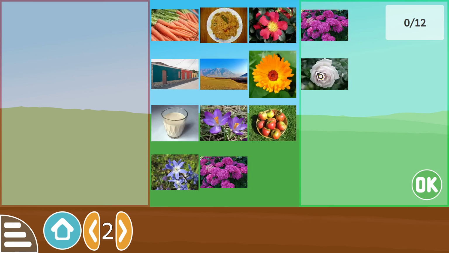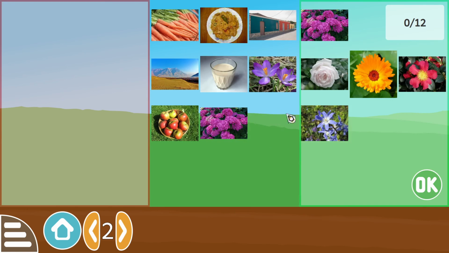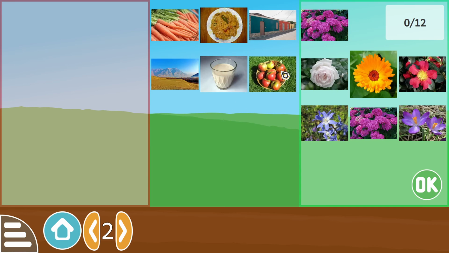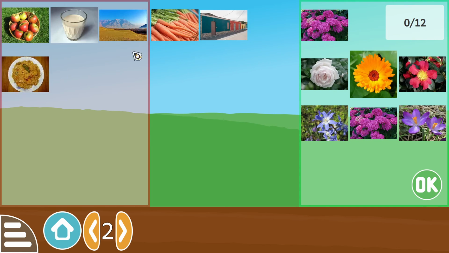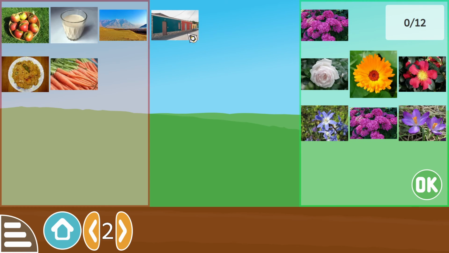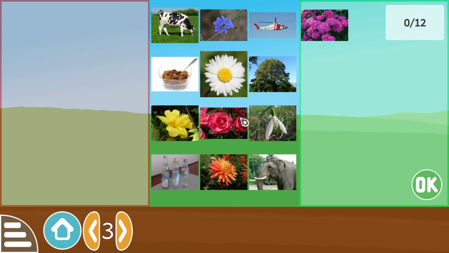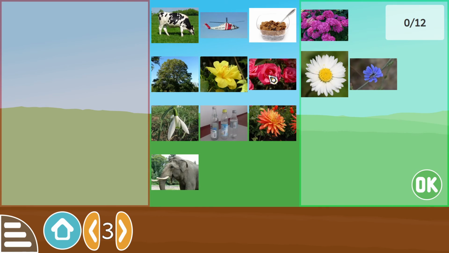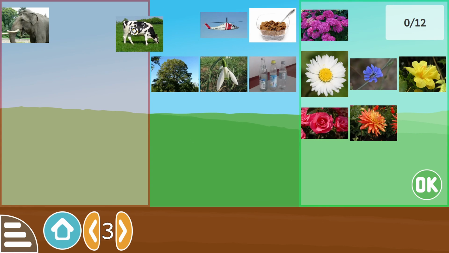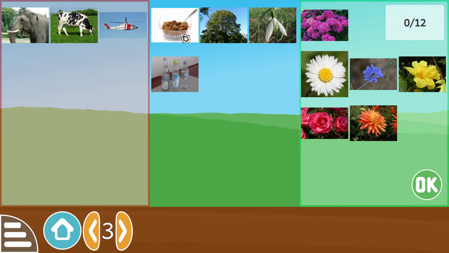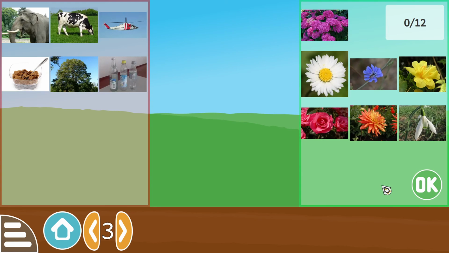Flowers to the right, so we've got a rose and some other flowers. But the apples, milk, mountainside, fried rice, carrot, and building is certainly not flowers. Elephant, cow, helicopter, cereal, tree, and bottles are not.